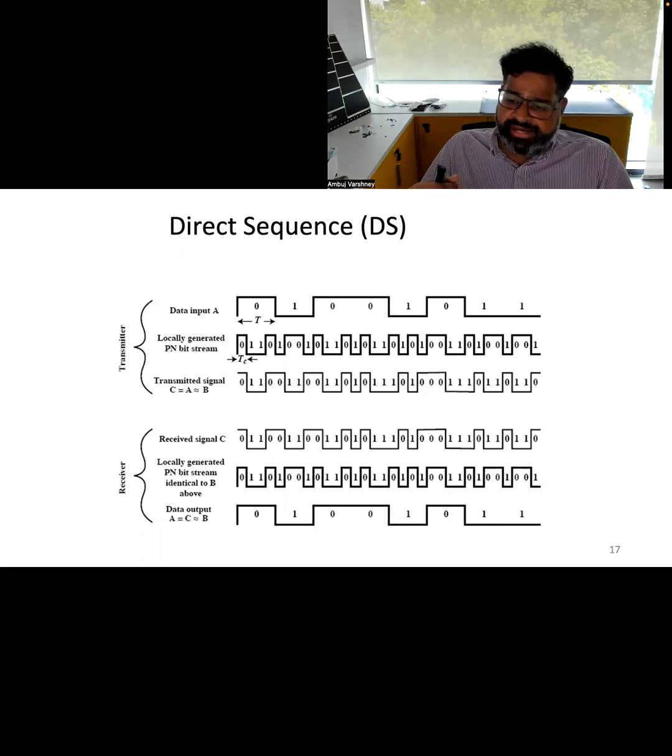And at the receiver side, the same pseudo-random sequence is now used to despread the signal. So typically, again, if you've applied the XOR operator, you will apply it at the receiving side, and then you will get back the original bits that were transmitted.